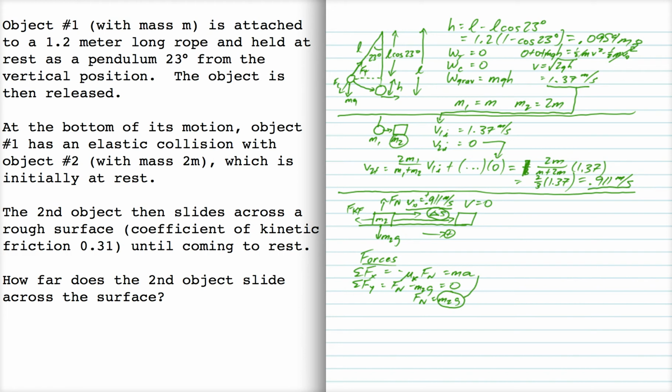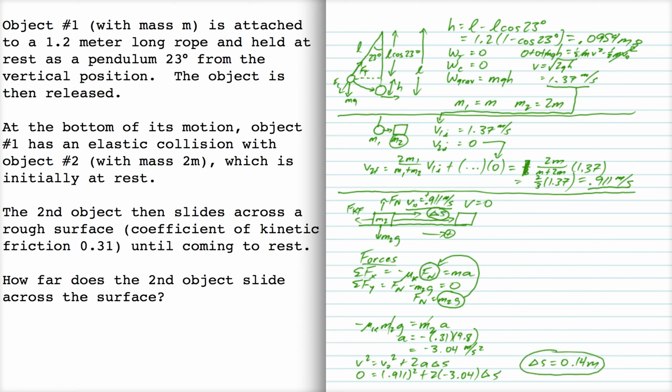I plug that back in for the normal force, and I get minus mu sub k times m2g is equal to m2a. The m2 cancels out, and that gives me my acceleration, which is minus 0.31 times 9.8. That's minus 3.04 meters per second squared. From there, I can use my equations of motion with constant acceleration. I know acceleration, I know v, and I know v naught. So I can use v squared is equal to v naught squared plus 2a delta s. So 0 is equal to 0.911 squared plus 2 times negative 3.04 times delta s. If I solve that for delta s, I get delta s is equal to 0.14 meters.